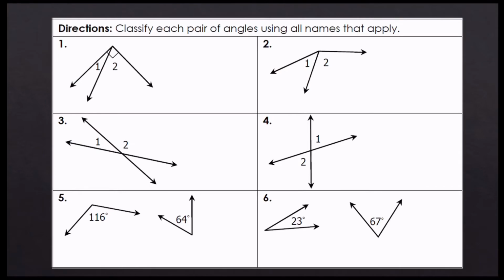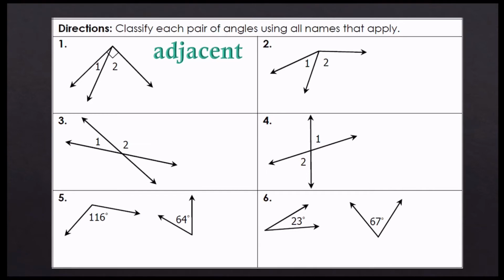So let's look at that. We have 4 different relationships we talked about so far. So let's classify each pair of angles using all the names that apply. So if I look at number 1, I see angle 1 and 2 are sharing a side. So that means they're adjacent.